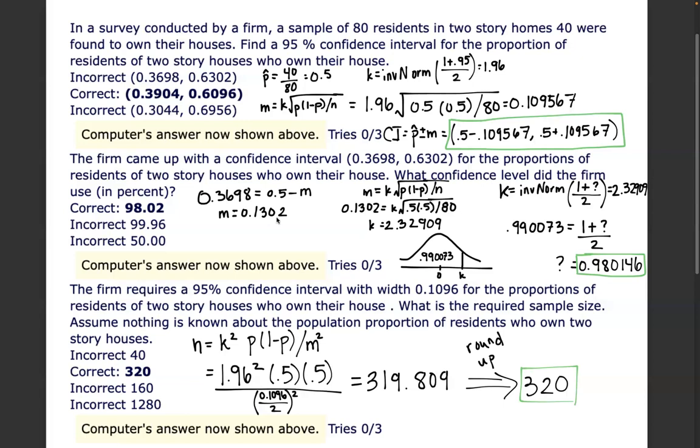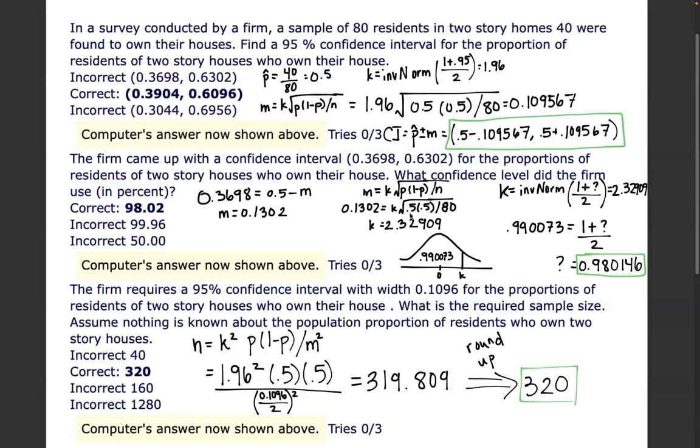0.1302. Okay, so now we know that our m, to find our m, the formula equals k times the square root of p times 1 minus p divided by n. So we just found that our m is 0.1302. So we'll just set that number equal to this expression. And if we plug in what we know in the expression, that will make our lives easier. So our p is 0.5. So our 1 minus p is 0.5, and our sample size is 80.